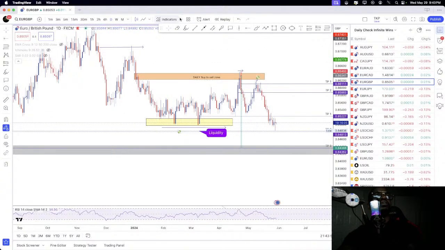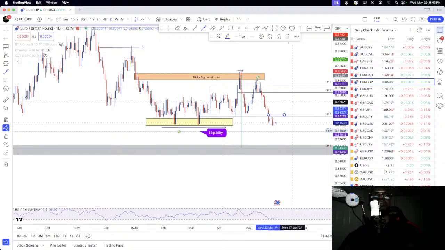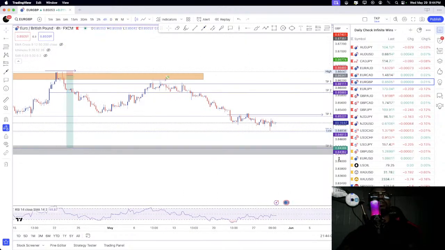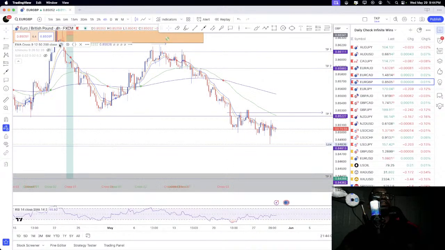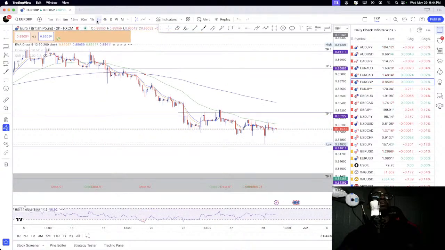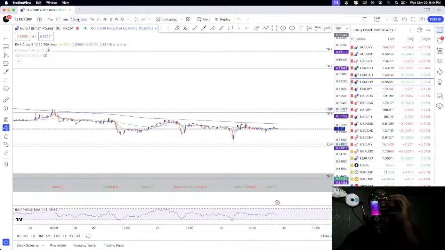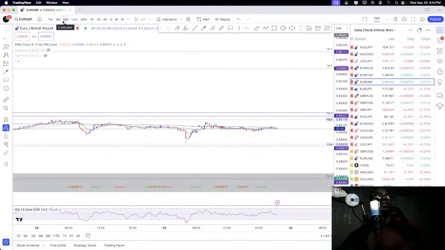So with the way price is consolidating right here at this level, there is a chance we'll get a continuation in this downtrend. Looking at all of the EMAs, it is definitely still bearish. 4 hour, yeah, all the way down to the 15-minute.